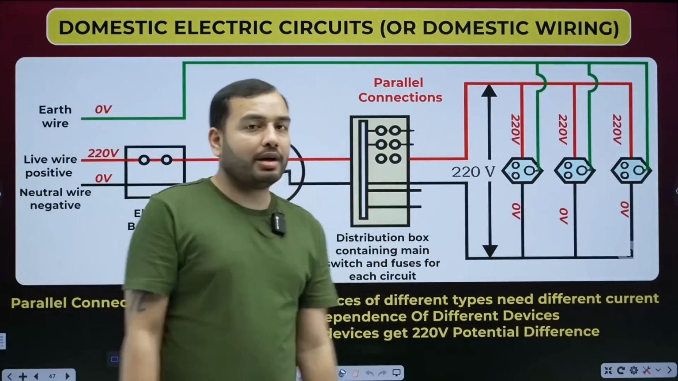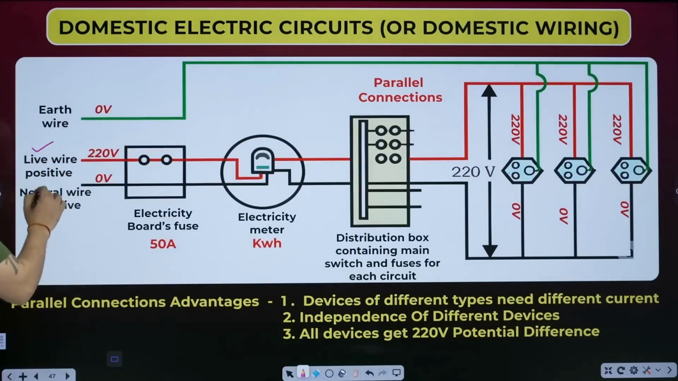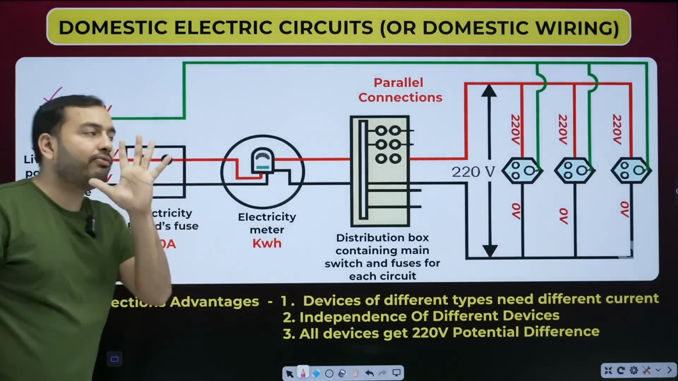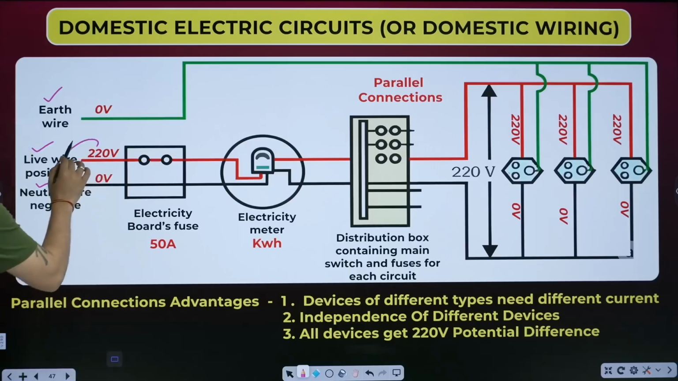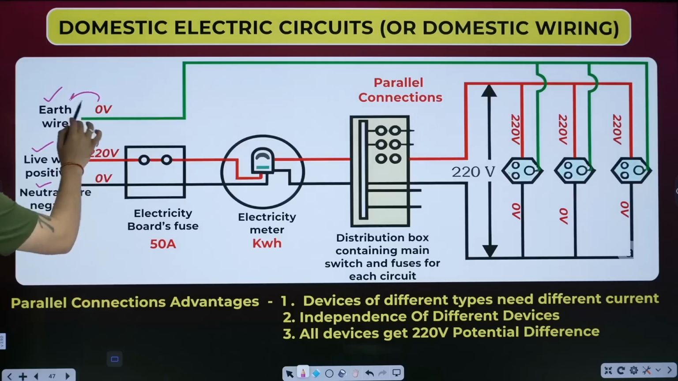Now comes the last topic of our chapter, domestic electric circuit. Domestic means they are talking about home, in our home. So from the electricity poles, 3 wires come towards our home. One is the live wire, one is the neutral wire, one is the earth wire. Out of these, the most dangerous is the live wire. The live wire is 220 volt. The neutral wire and earth wire are both at 0 volt.